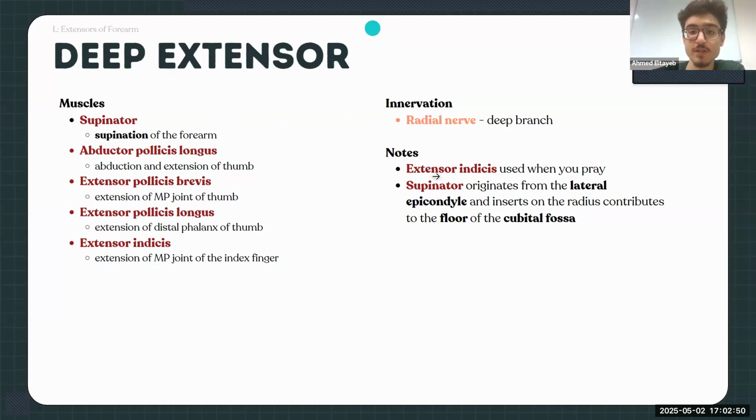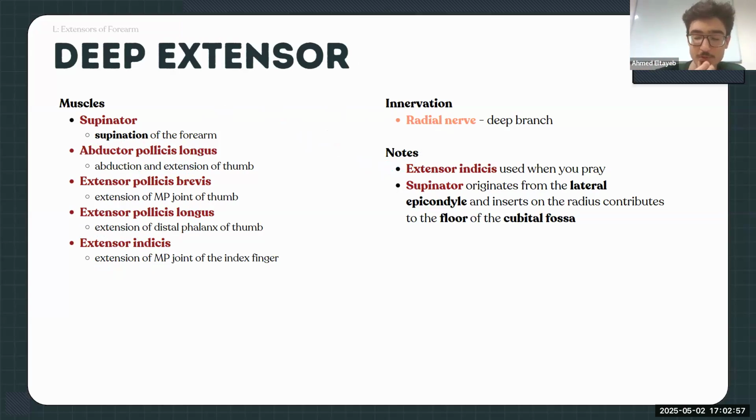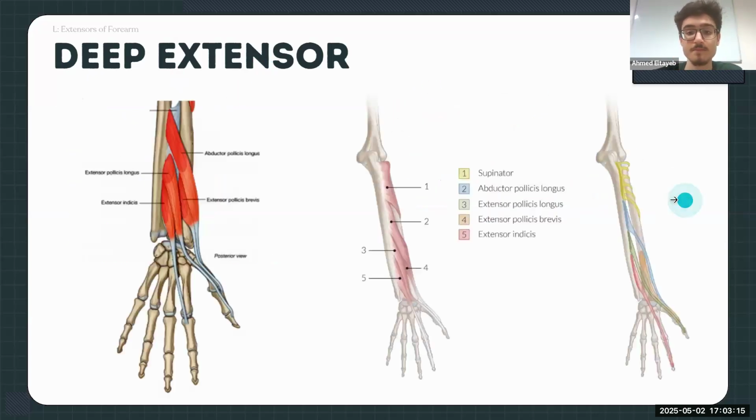Now, special things over here. You use your extensor indicis when you pray, when you do the shahada, when you're in ruku'. And this is just a fun fact. It's not going to ask you on it. And supinator is, as my friend Ahmed said, it makes up the floor of the cubital fossa. Okay? Keep that in mind. It's an extensor and it's also innervated by the radial nerve.